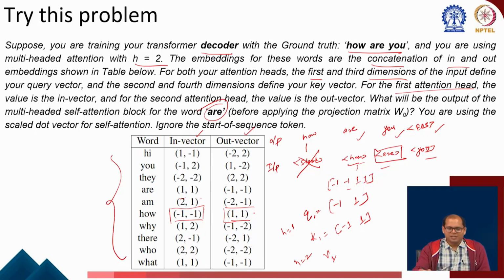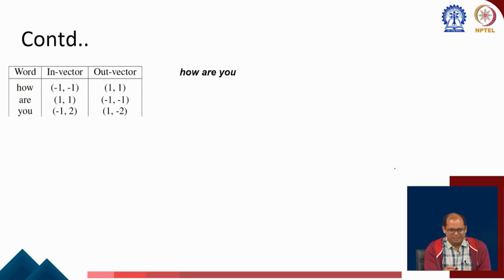And you have to tell what is the output for the multi-head self attention block for R. What is the output for R? Right? We are not doing encoder decoder attention, just self attention. So, what is the output for R? Okay, so let us try. These are what I have extracted from that table. So, these are the embeddings I need. So, how is -1, -1, 1, 1.